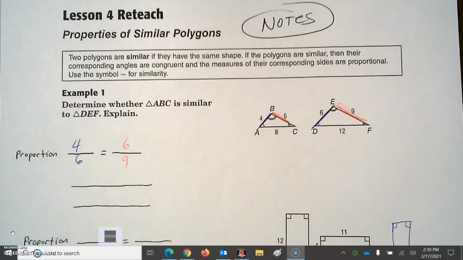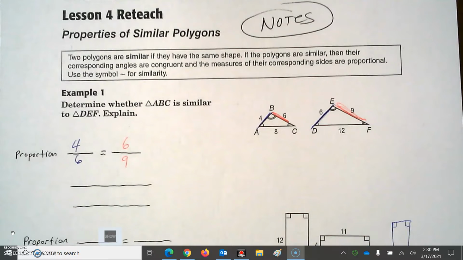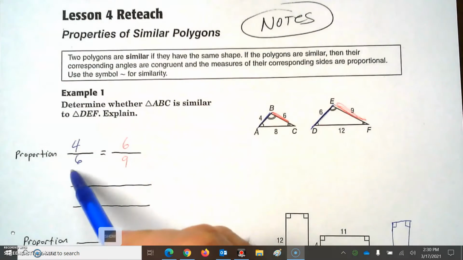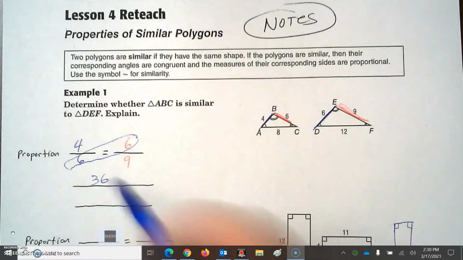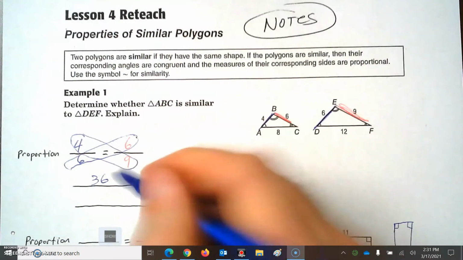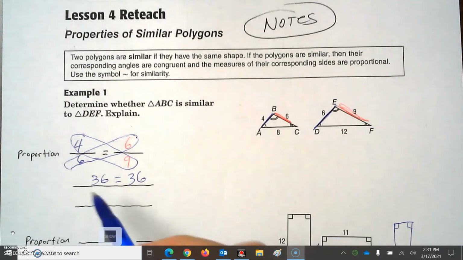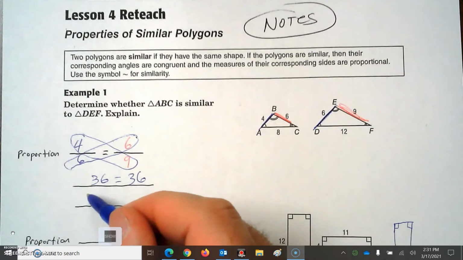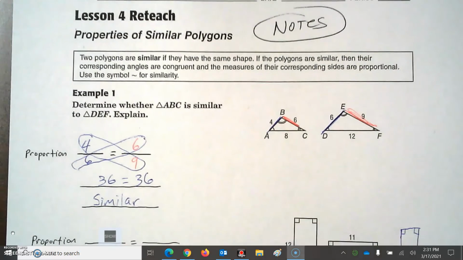6/9. Now on this line, you're going to put the results of your cross multiplication. Okay, so I'm going to cross multiply. 6 times 6 is 36. 9 times 4 is also 36. So I put an equal sign, and because they worked out the same, they are proportional. So that means these two shapes are similar.